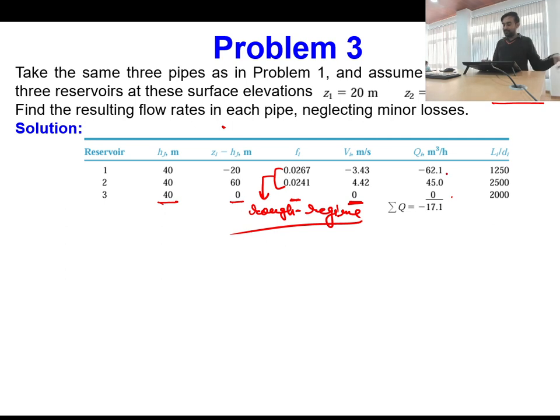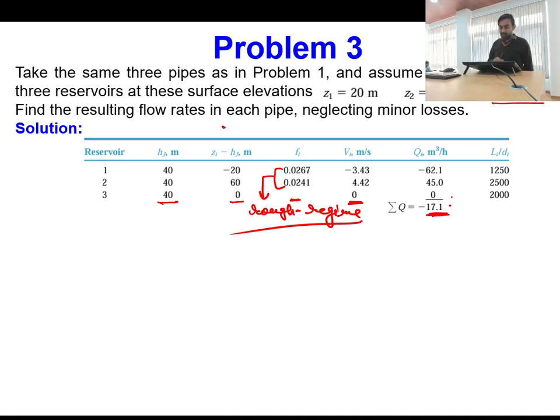Once I have flow rates for all the pipes, I can do summation of these flow rates. Now summation of the flow rates is coming negative. What is the meaning of this? If summation of flow rates is negative, the meaning is that our guess value is not correct. If the guess is correct, then we could have got summation Q equal to 0.